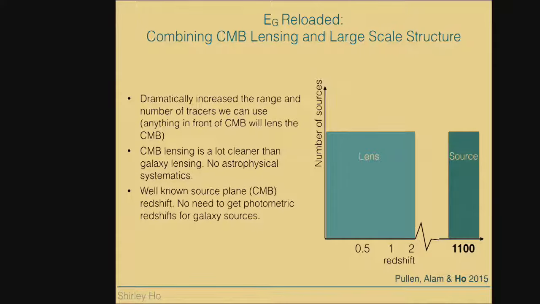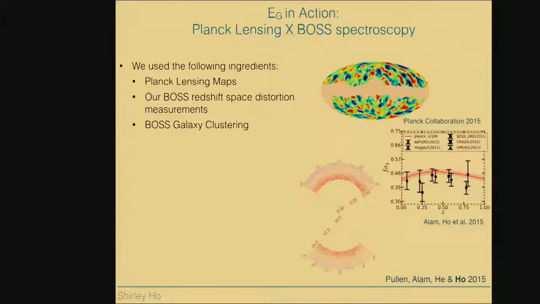And we have a very well-known source plane redshift, because we know where the CMB is, much better than trying to get the photometric redshifts of all the galaxy sources, which you need to do if you do galaxy lensing. You need to get the redshift distribution of the sources at the minimum. We don't have to do that in CMB lensing because we already have the CMB redshift.